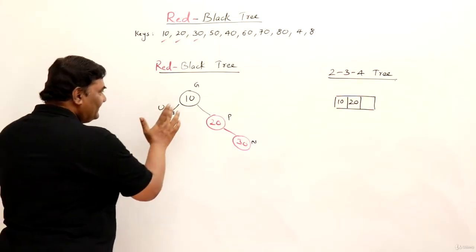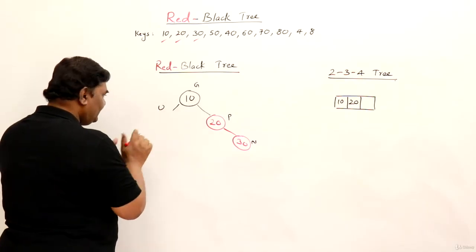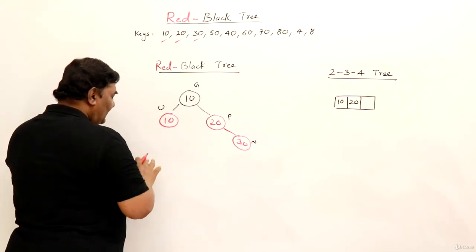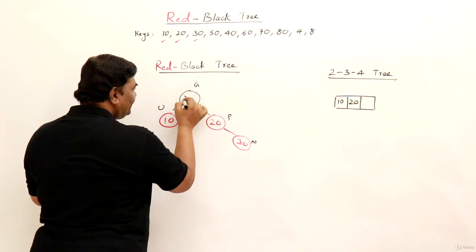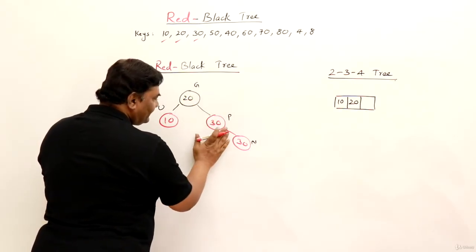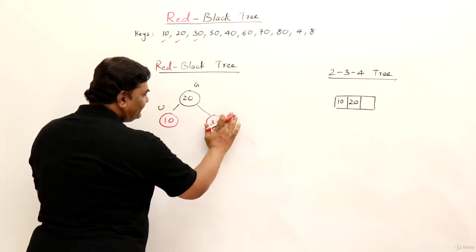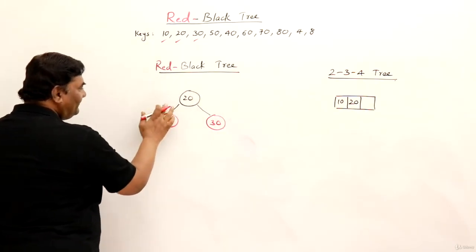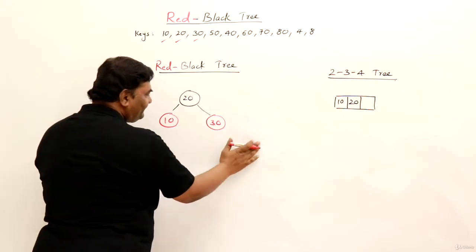So how does it look? See, this 10 will come down and become red color, and 20 will move up and become black color, and 30 comes here, that is red color. So these are the changes. I'm not drawing a new tree now. I'm making modifications to the same tree.